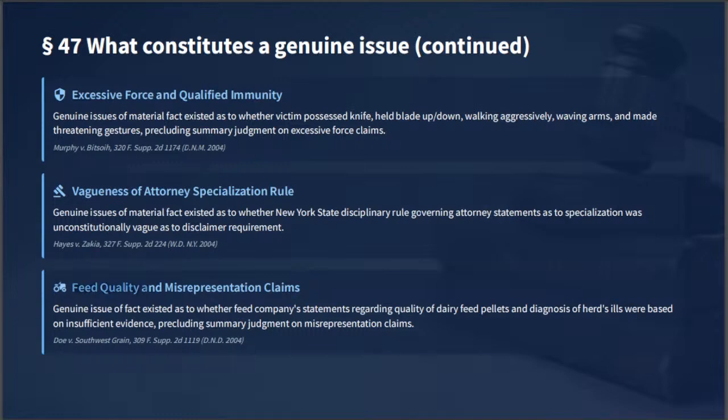Now we have feed quality and misrepresentation claims. Genuine issue of fact existed as to whether feed company statements regarding quality of dairy feed pellets and diagnosis of herds' ills were based on sufficient evidence, precluding summary judgment on misrepresentation claims. Yikes. That's Doe versus Southwest Grain, 2004.